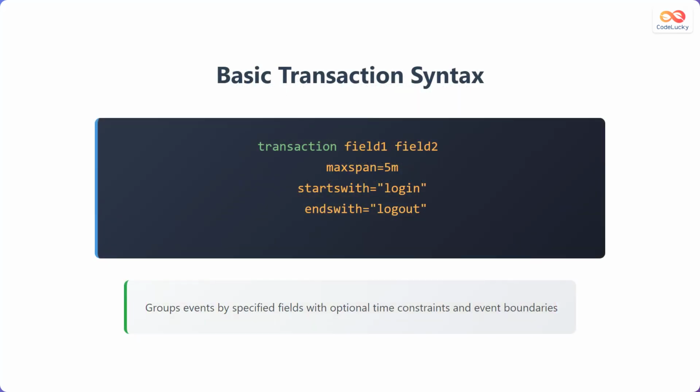The basic syntax of the transaction command starts with the keyword transaction, followed by one or more field names that will be used to group events. You can add optional parameters like maxspan equals 5m to limit the time window, startswith equals "login" to define the beginning event, and endswith equals "logout" to specify the ending event. This command groups events by the specified fields with optional time constraints and event boundaries.